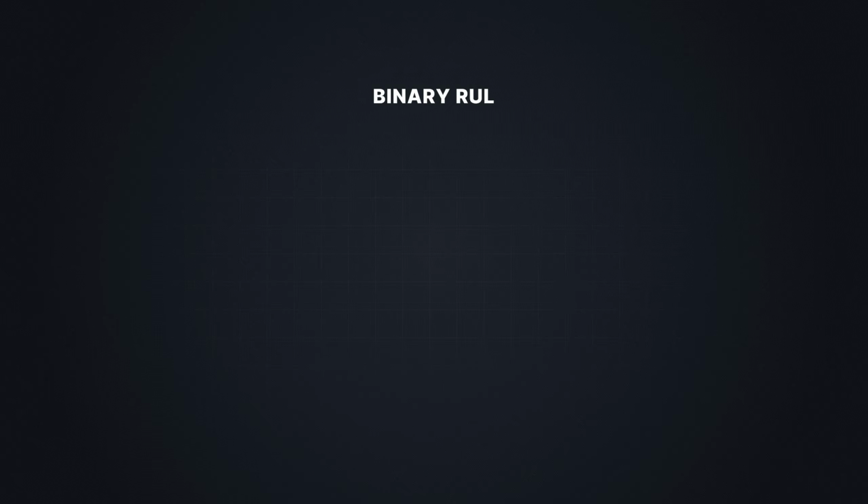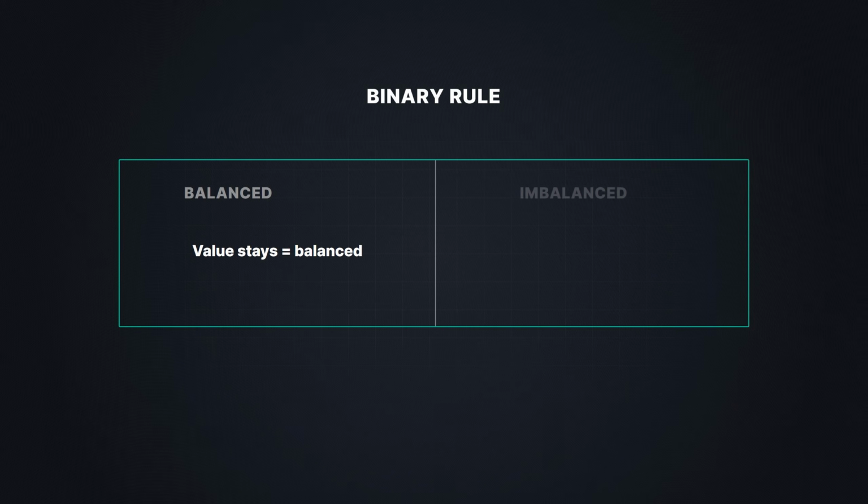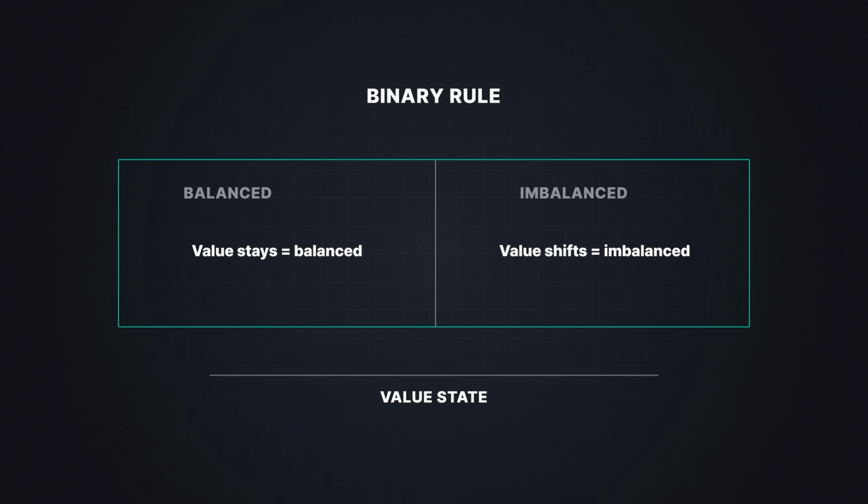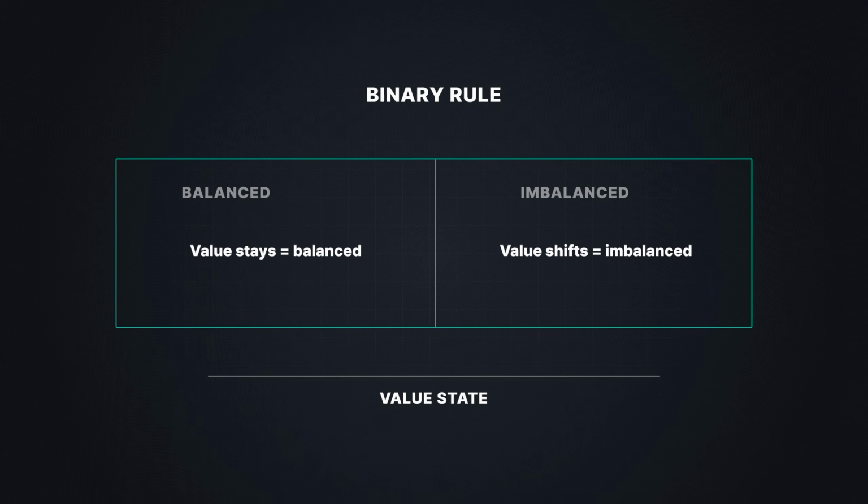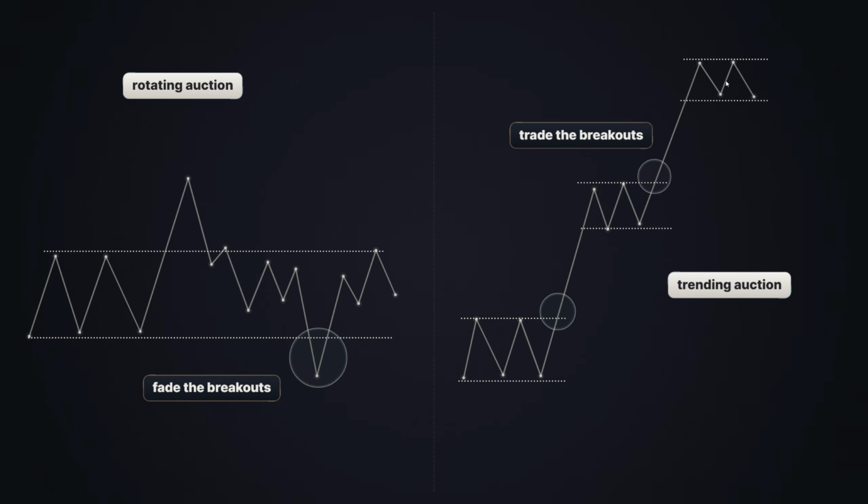Binary rule. When value stays in one area, that is a balanced market. When value keeps shifting, that is an imbalanced market or a market in price discovery. If value keeps shifting in one direction, I favor continuation. If value stays flat, I favor rejection at the edges.